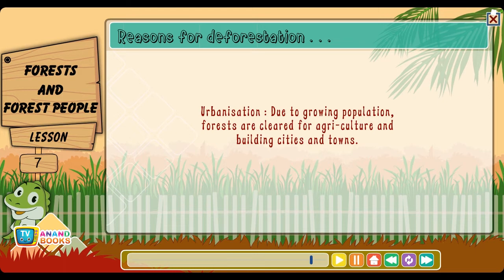Urbanization. Due to growing population, forests are cleared for agriculture and building cities and towns.